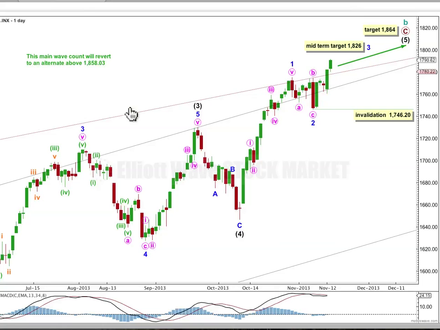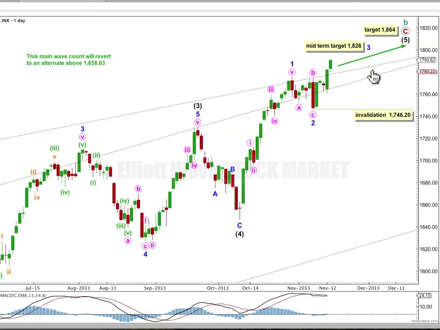upper edge of this parallel channel, which is drawn around the entirety of cycle wave B from its start at 666.79, the end of the credit crunch. Sometimes C waves overshoot those channels, although if we get a really big, strong overshoot of this channel, then the alternate bullish wave count really is going to start to make more sense.